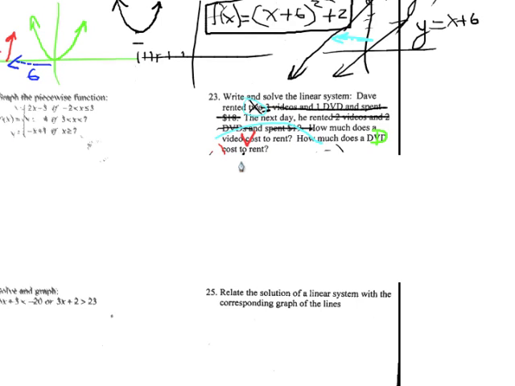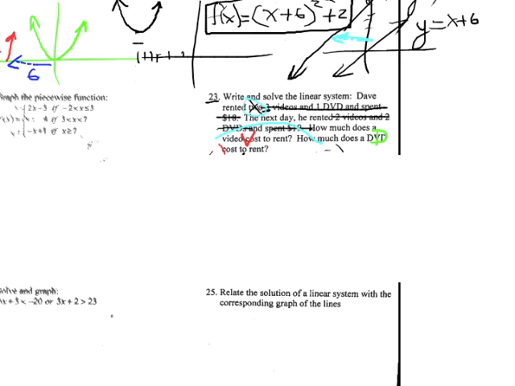So I'm going to fix this number 23 here, and if you can't read it, hopefully you can read it on yours. Dave rented 3 videos and 1 DVD and spent $18. Then he rented 2 videos and 2 DVDs and spent $19. How much did each video cost to rent?